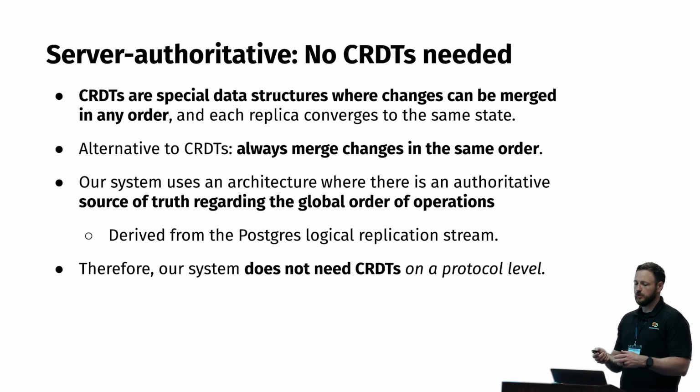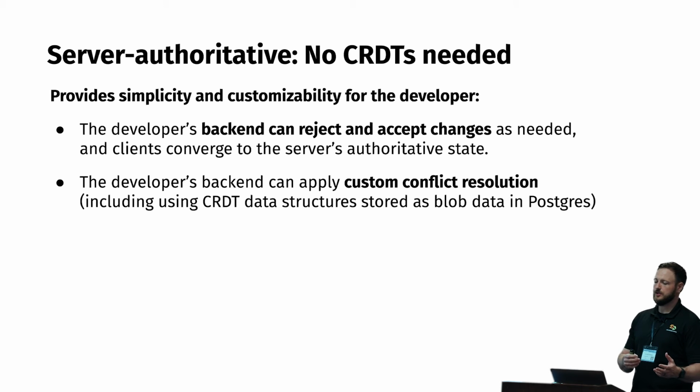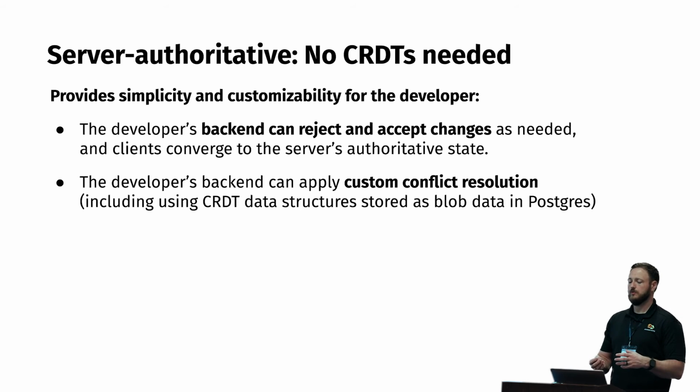An alternative to CRDTs, broadly speaking, is that if you can always merge changes in the same order, then all the replicas converge to the same state. So our system uses an architecture where there is an authoritative source of truth regarding the global order of operations, which is maintained in the middleware parsing service that is derived from the Postgres logical replication stream. So our system does not actually use CRDTs on a protocol level. So that has some upside and downside. The downside is that you don't necessarily get the sort of predefined deterministic behavior of how conflicts are resolved. But the upside is that it provides simplicity and customizability for the developer. So the developer's backend can reject and accept changes as needed, and then all the clients will converge to the server authoritative state.